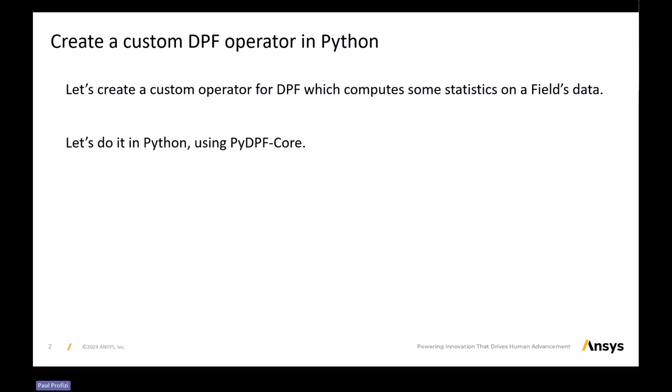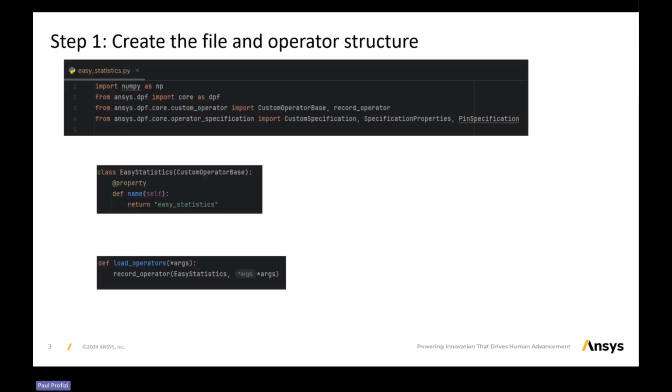Here I'm going to show how to create a custom operator which computes some statistics based on a field. And the goal here is to show that we can do it in Python using PyDPF core, and then we can send it server side and make it run server side. So on your, let's say, cluster machine or whatever.